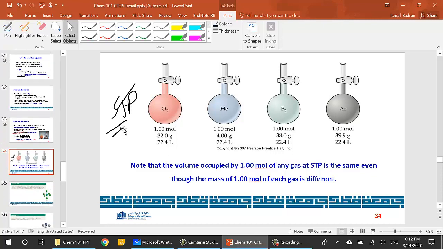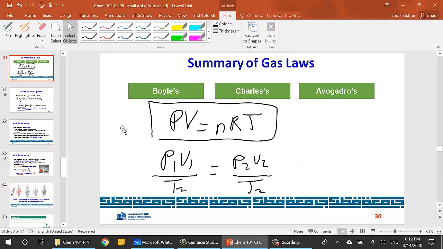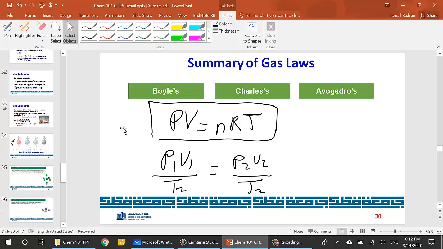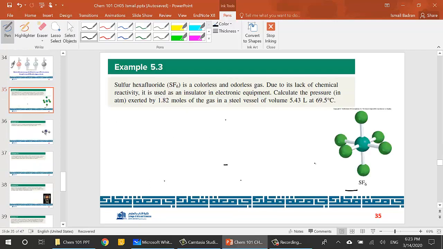Now, let's go back and focus on these two equations that we talked about: PV = nRT, and P1V1/T1 = P2V2/T2. We need to start applying real-life examples to these.